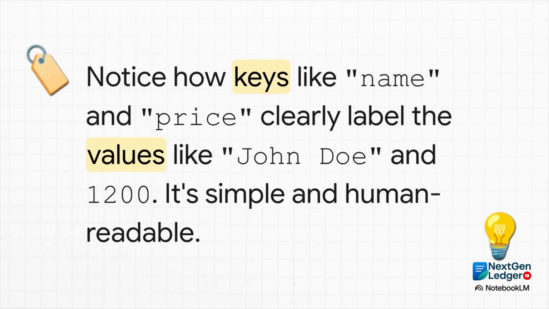And here's what that looks like in action. You see the key, like name, that's our label. And the value is the info itself, in this case, John Doe. See how clean that is? Name, John Doe. Item, laptop. Price, $1,200. It's super easy for a person to read and incredibly efficient for a computer.